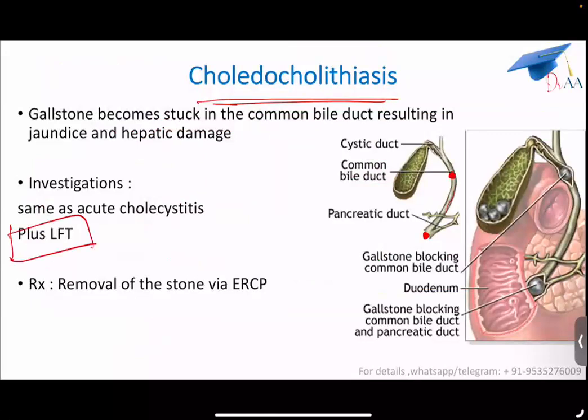This stone has to be removed. You can't just remove the gallbladder, you will not be able to remove this stone. You never remove a common bile duct. So how do you remove a stone in the common bile duct? You need to do an ERCP, where you put a catheter through the oral cavity, go here and remove the stone. Either you break it down and basket it, or you just remove it by suction. Any technique can be used as preferred by the gastroenterologist, and that is known as ERCP.